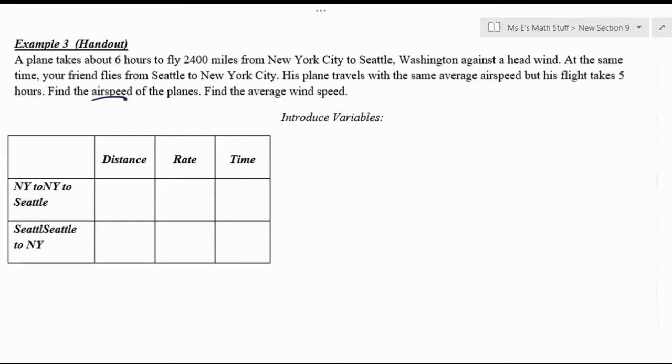All right, my friends, if this didn't seem simple, let's make sure we can make it simple. So first thing, introduce variables. They're asking you to find two things. So for this problem, we're going to need to find two variables. They asked you to find the airspeed.